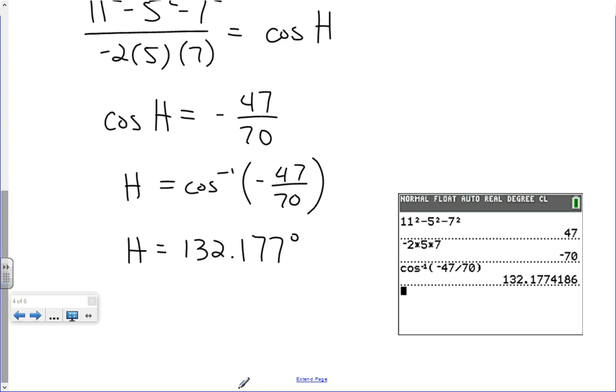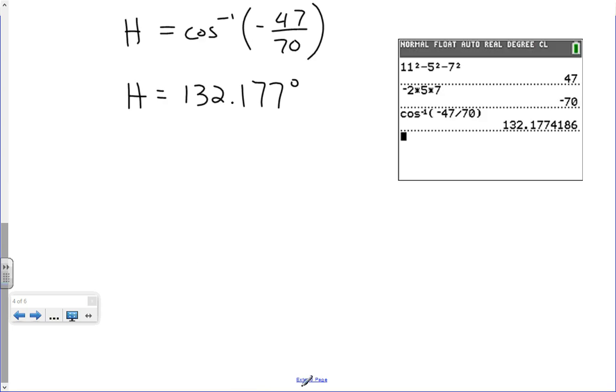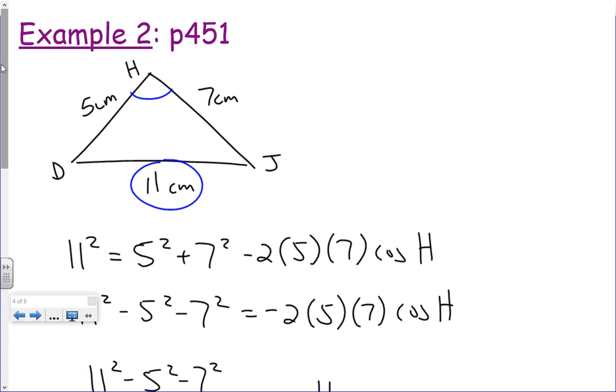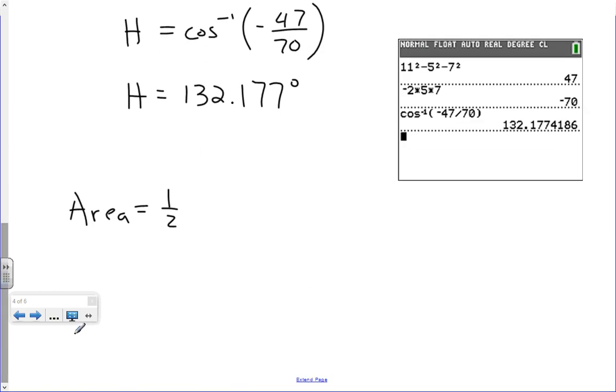They asked us to find the area of this. So I still have more work to do in order to find the area. Let's use that now to find out what the area is equal to. Our formula for area is equal to 1/2 the two included sides. If you need to go back to your sketch to remind you, the two sides give us our included angle. Our included angle is h, so the sides we're looking at are the 5 and the 7. So it's 1/2 times 5 times 7 times the sine of h. I'm just going to write the sine of h rather than writing out the 132.177, but you could write it that way too.